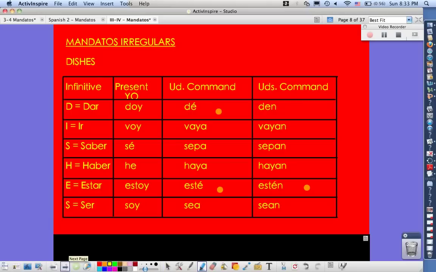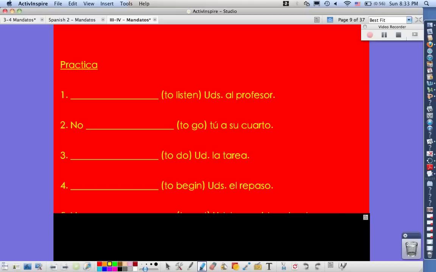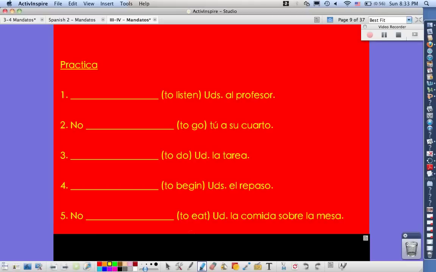Okay. Moving on then, let's go ahead and take a look at some practice. Here are a few practices I'd like you to go ahead and try on your own. If you would, take a look at these. You'll see ustedes, usted, and tú commands. Negative tú commands, that is.